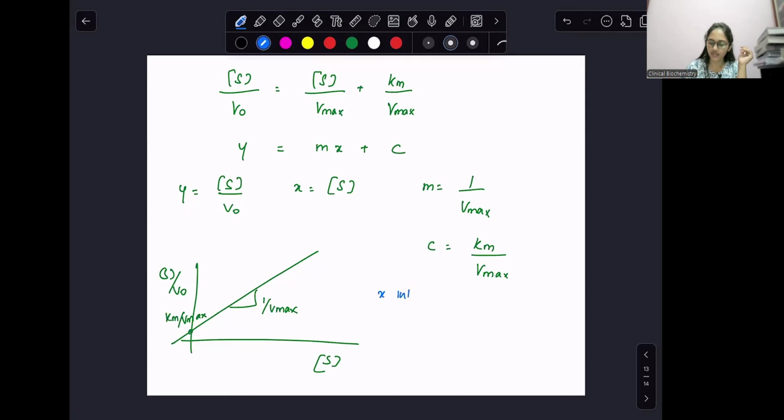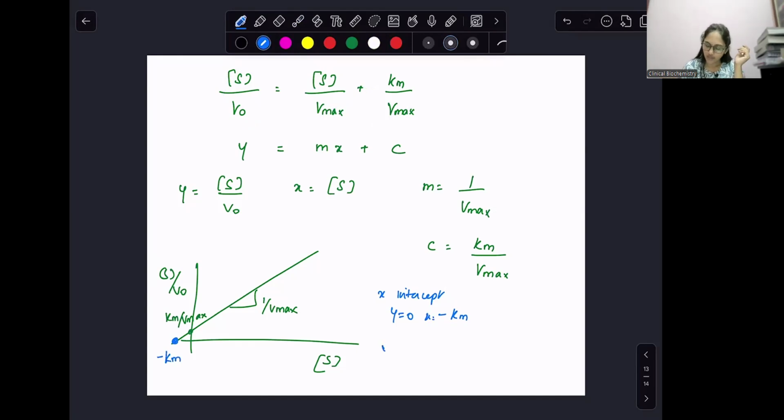We know, right? So x-intercept, if you want to find, substitute y is equal to 0. So if y is 0, then what will you get? Minus Km, is it not? These two will get cancelled, becomes negative. So you get minus Km as the x-intercept. So the x-intercept is going to be minus Km for me.